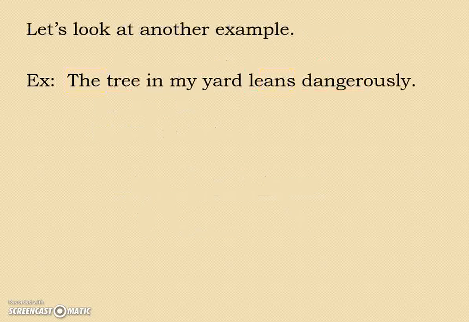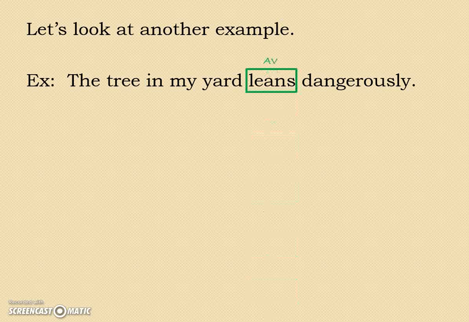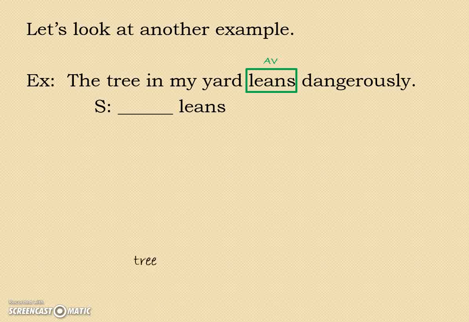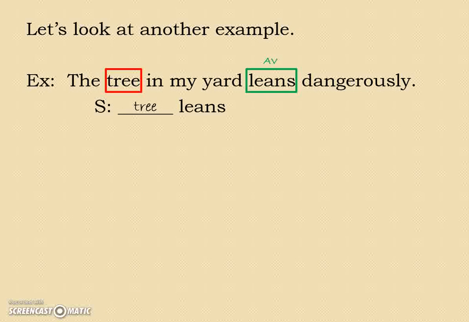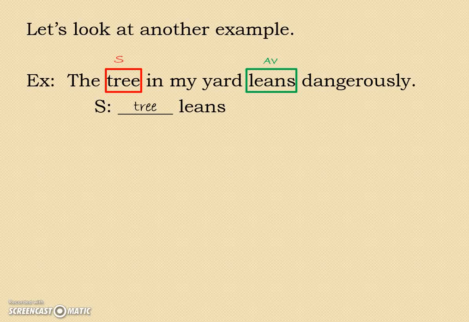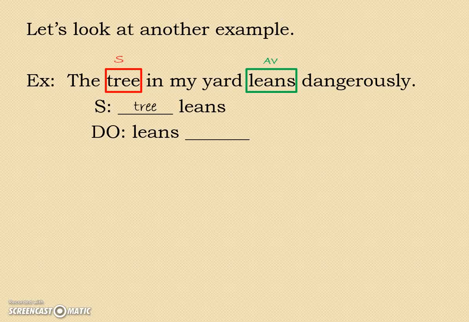Let's look at another example. The tree in my yard leans dangerously. The verb in this sentence is leans, and leans is an action verb. So we will find the subject. Who or what leans? In this case, the answer is tree. Tree is a noun, and we will label its function as the subject in the sentence. Because we have an action verb, we must look for a direct object. Leans, whom or what? Well, in this sentence, we really don't have an answer for that question. So we're just going to put an X in it and move on.